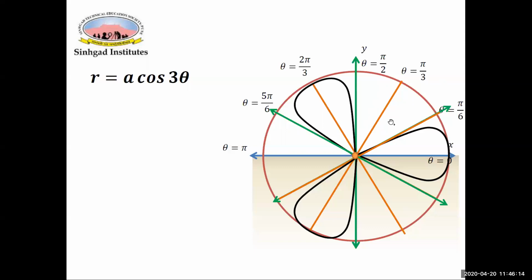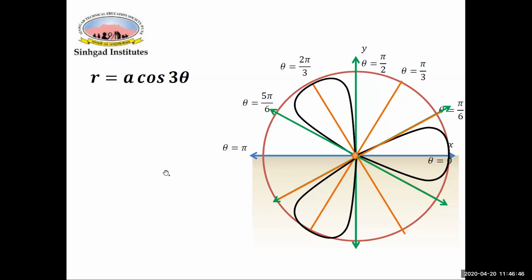Since n is odd, keep 2 consecutive sectors empty. We have kept these 2 sectors empty. Then we have drawn the next loop. Again keep 2 sectors empty. So we have here the third loop, and here again these sectors are empty. So this is the curve r equal to a cos 3 theta having 3 loops. Since it is cos, the first loop is along the line theta equal to 0.